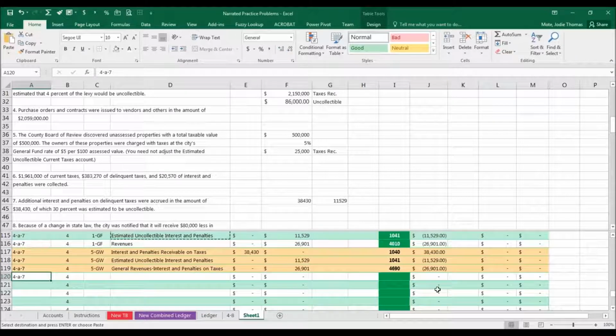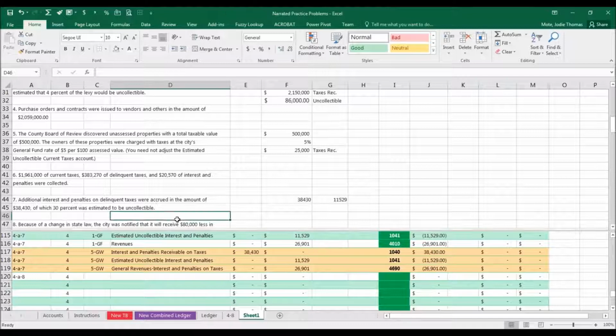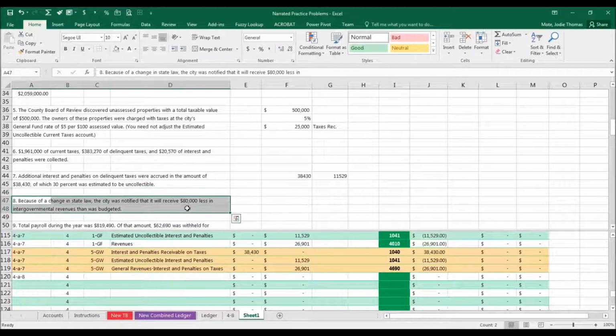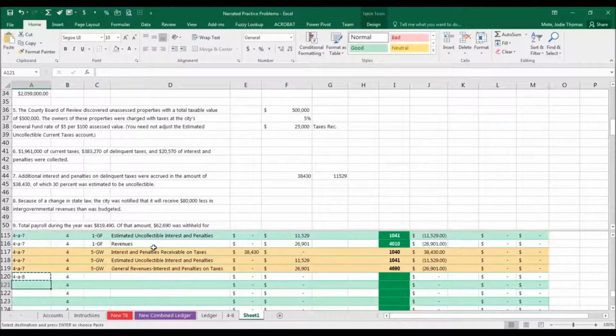Now on 4A8, the keyword here that you should look for is budgeted. There's a change in state law. The city was notified it will receive $80,000 less in intergovernmental revenues than was budgeted. I'm sure this happens to local municipalities all the time. Keyword there is budgeted, so we're dealing with budgets on this entry, so that means there's not going to be any government-wide entry on this one. And so we're talking about $80,000 less in estimated revenues, okay?